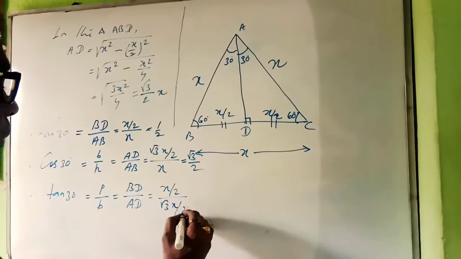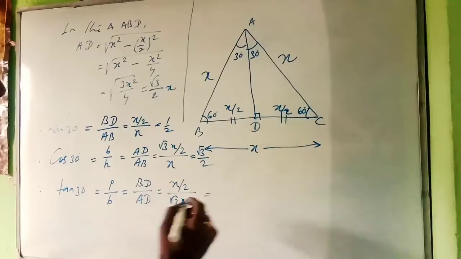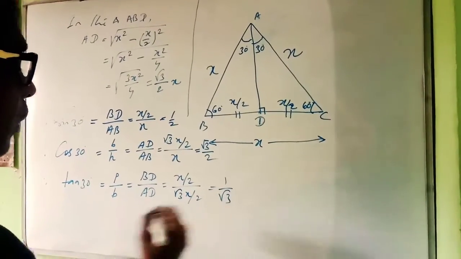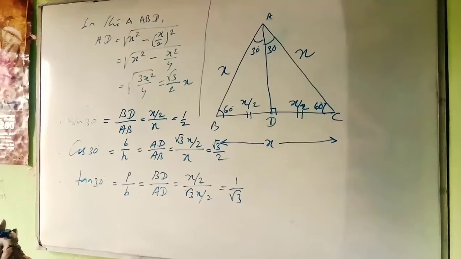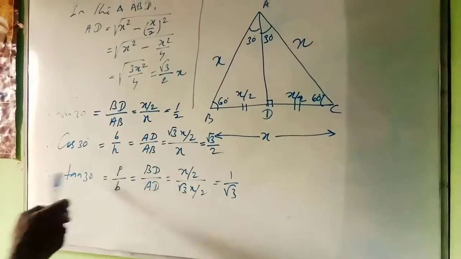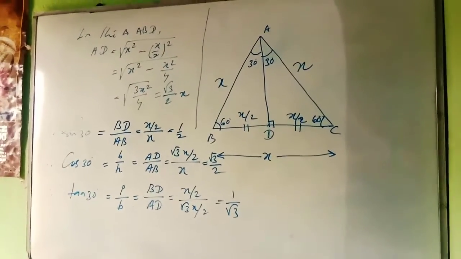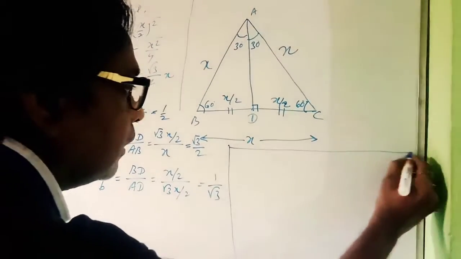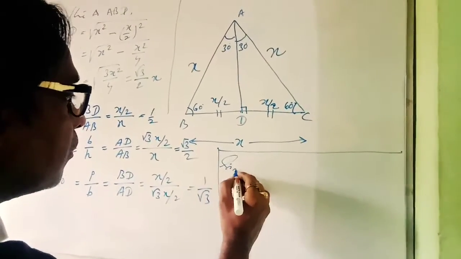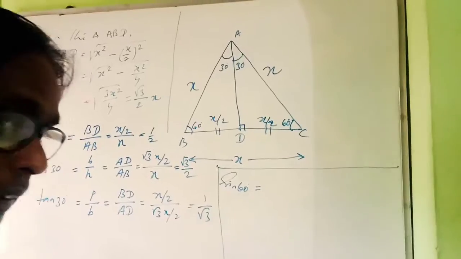Root 3x by 2. So by 2 cancel, x cancel. How much are you getting? Root 3. This is the value of tan 30 degree. This is the way of calculating sin 30 value, cos 30 value, tan 30 value. Same process you find sin 60 degree.